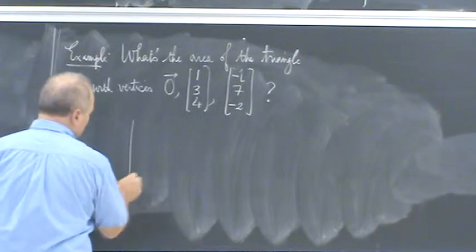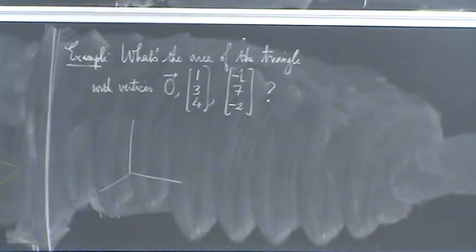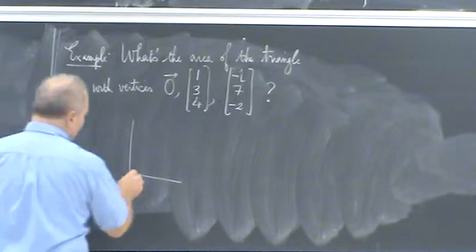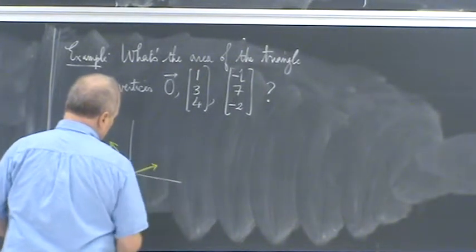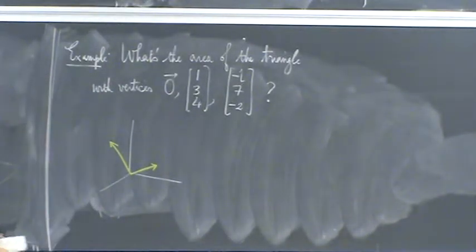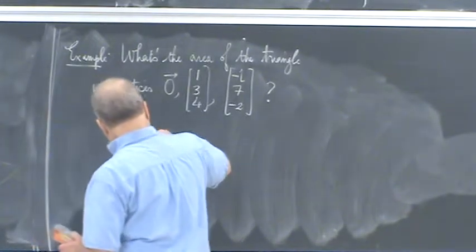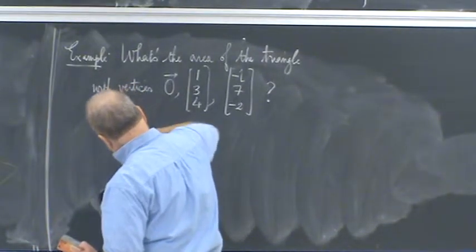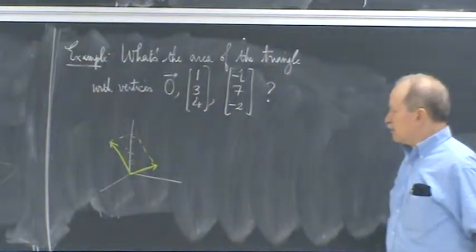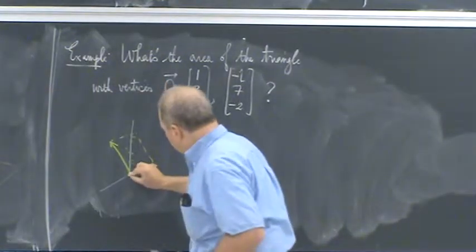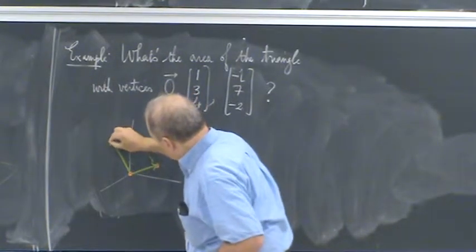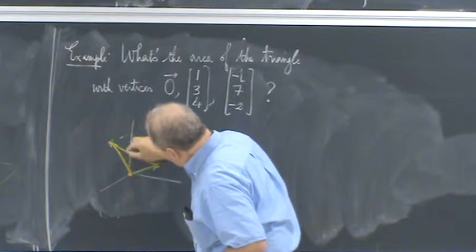So I've got two vectors in R3, whatever in the world they look like, I have no idea, but schematically, I can draw you two vectors. They span a parallelogram. I'm asking about the triangle now, whose vertices are the origin and the tips of those vectors. How do I get the area of that triangle?